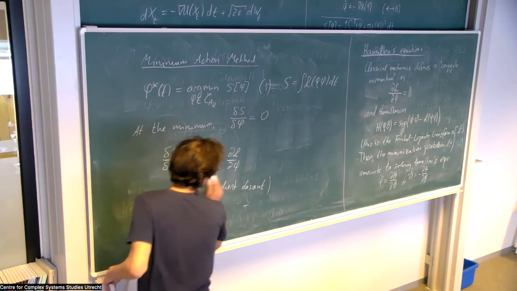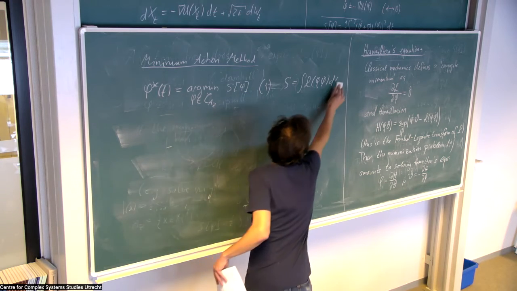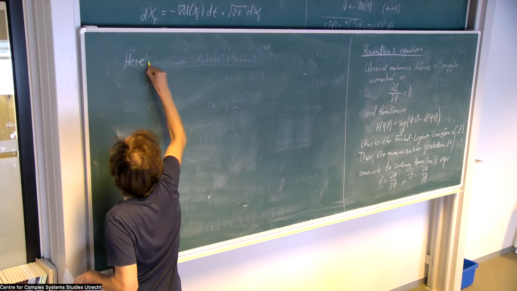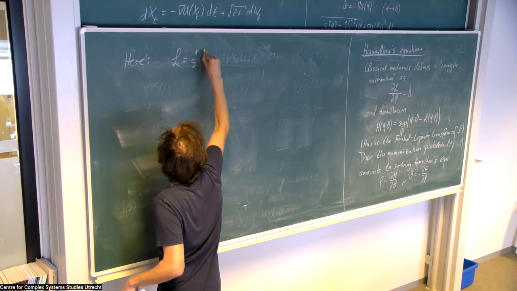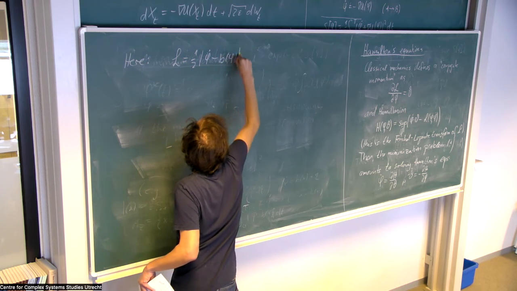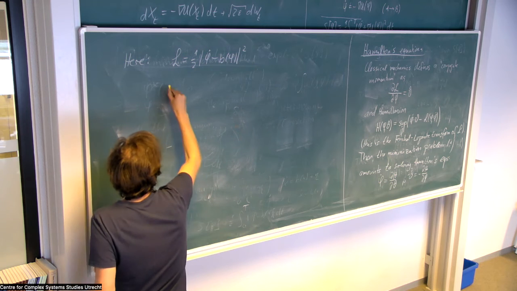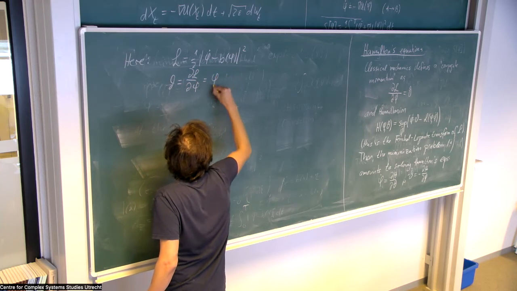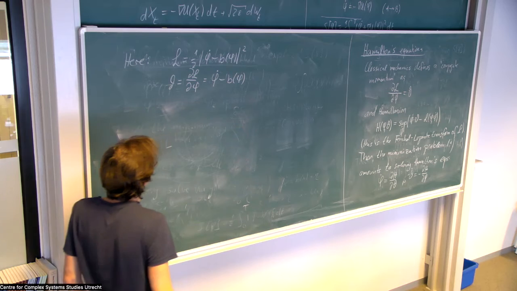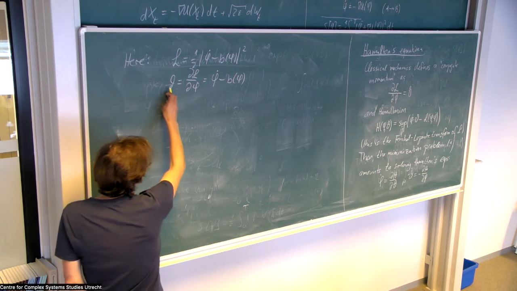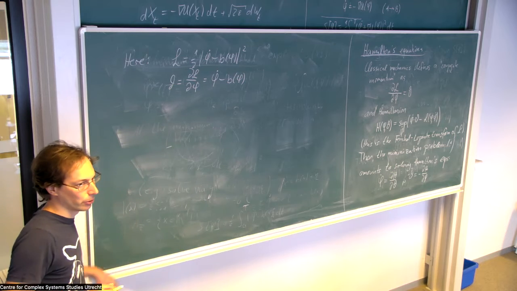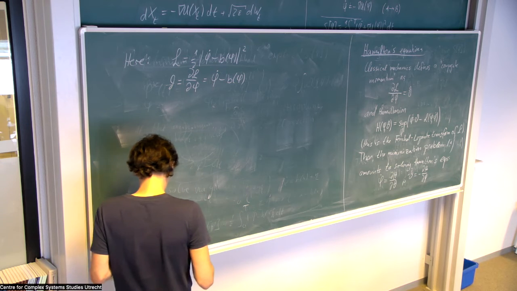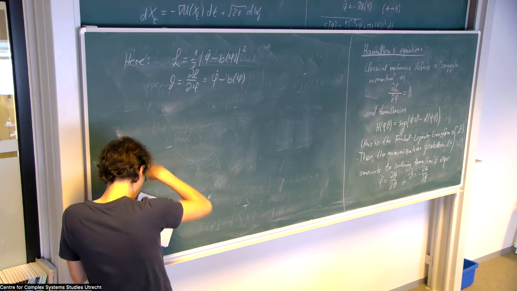But for the SDE that we started with, we have a concrete Lagrangian. So how does it look concretely? Here, the Lagrangian was 1/2 (phi dot minus b of phi) squared. So the conjugate momentum, dL by d phi dot, is simply phi dot minus b of phi. And it is in this sense that you can interpret the conjugate momentum as the optimal noise. You're now solving for the field variable and the corresponding optimal noise variable.